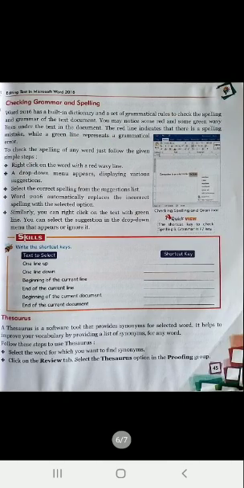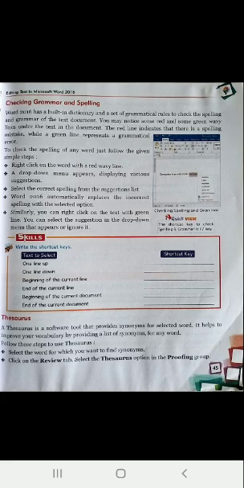Now next one is checking grammar and spelling. This is a very helpful feature in MS Word. When you write something, if there is a mistake like a spelling error, a red wavy line will appear under that particular text. This shows that there is a spelling mistake, while a green wavy line represents a grammatical error. So this is helpful to check the spelling and grammar of your document.